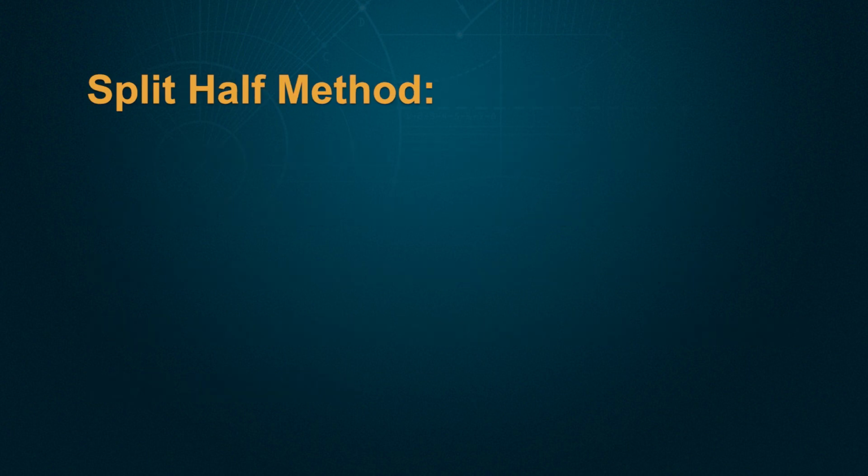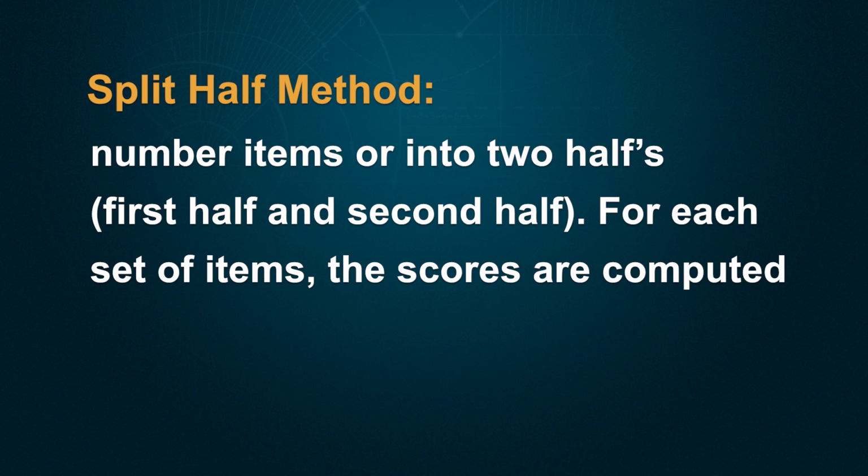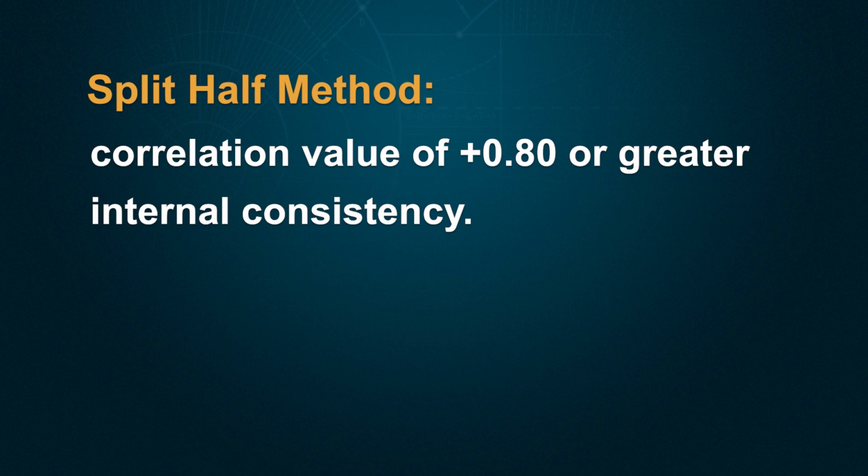Split half method. Internal consistency is evaluated by splitting the items into two sets, that is, dividing them on the basis of odd and even number of items or into two halves, first half and second half. For each set of items, the scores are computed. The correlation between the two sets of scores is examined using a scatter plot or by calculating Pearson's correlation coefficient. A correlation value of plus 0.80 indicates greater internal consistency.